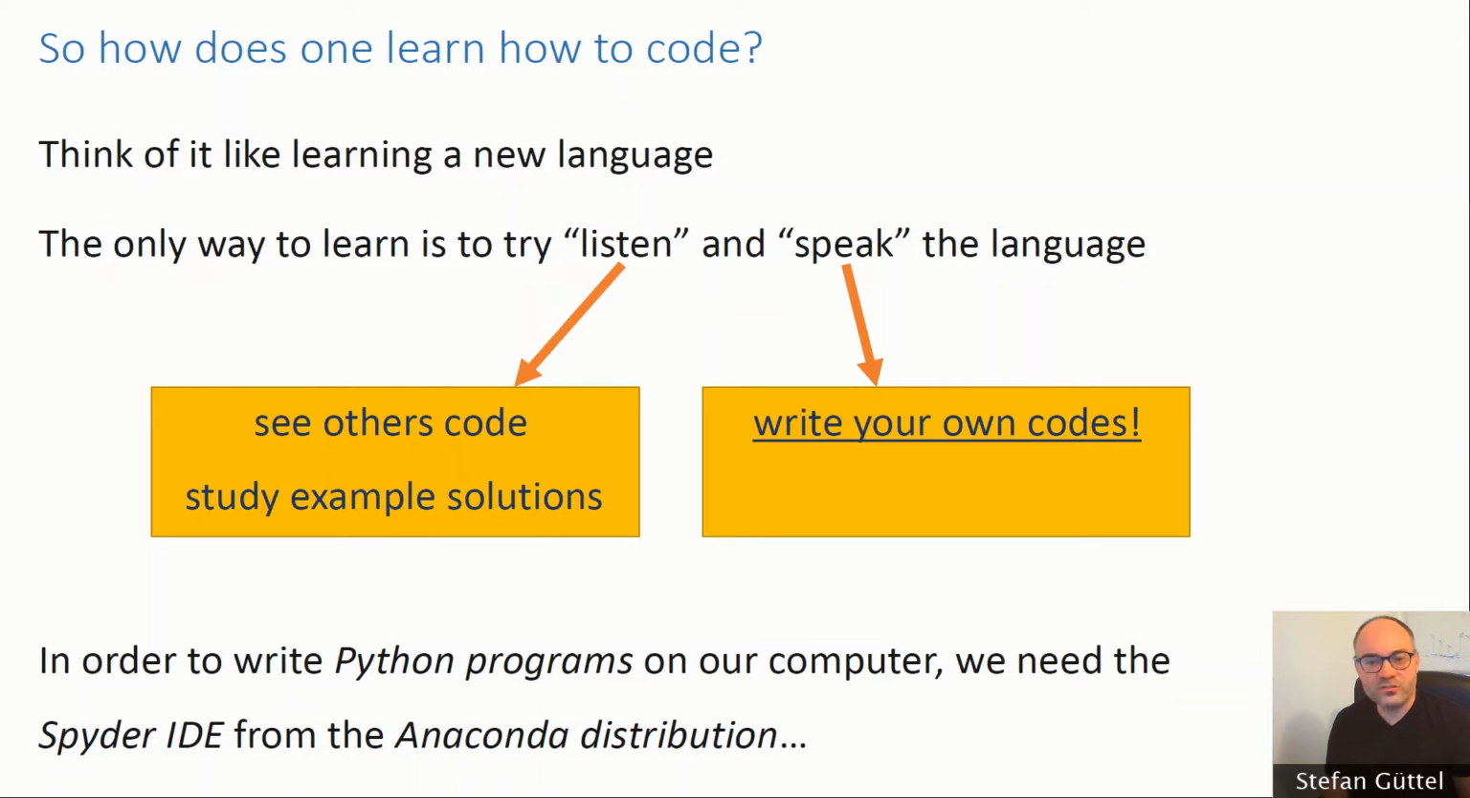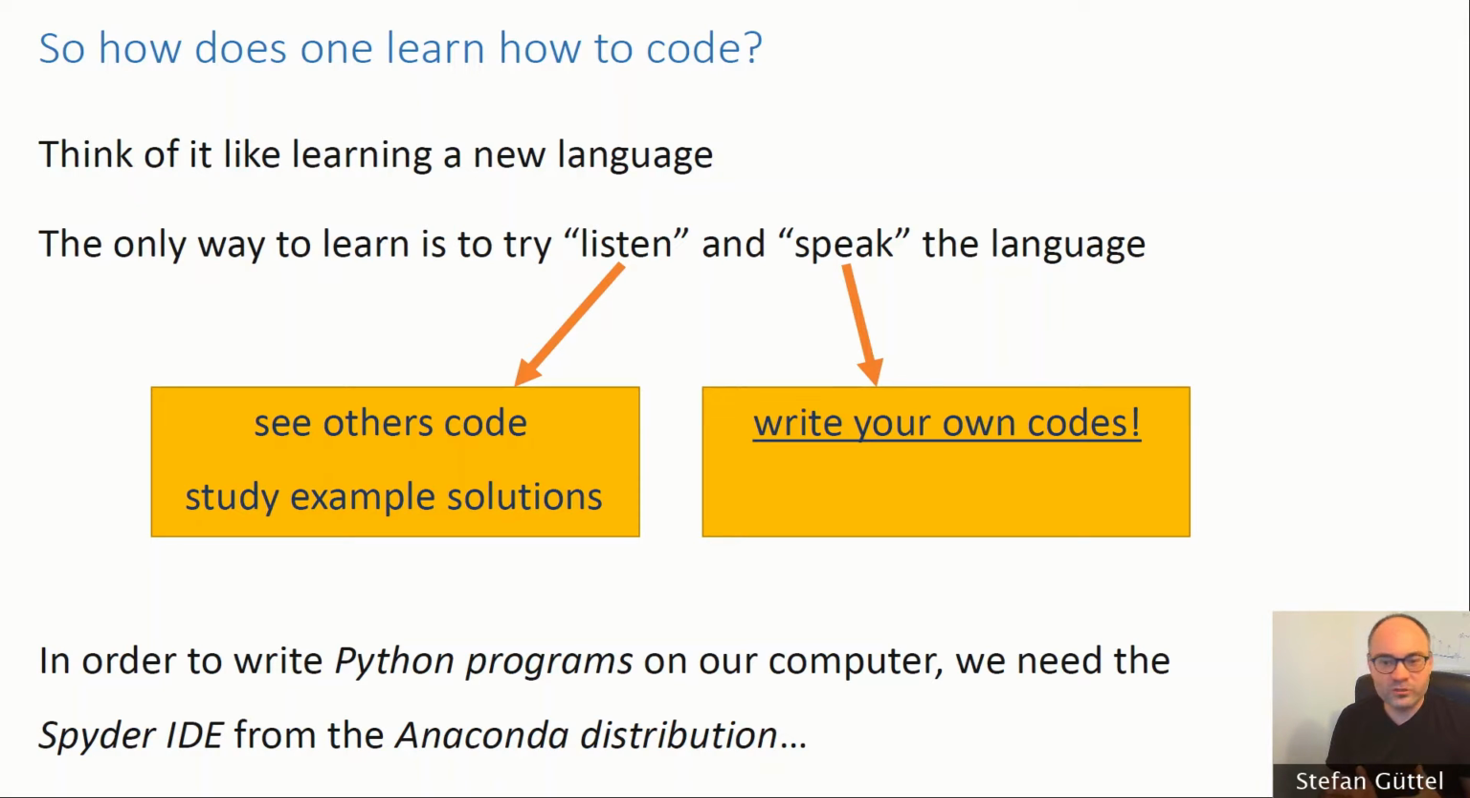This brings us to the question of how do we actually learn coding? You can think of programming a little bit like learning a new language. Okay, and the only way to learn a language is to try, listen, and speak that language. Now we will cover both of these, listening and speaking, in this course. You will listen to computer codes by seeing other people coding. This is what the live coding sessions are for. And of course, I will also provide you with example solutions to all the exercises that you can study independently.